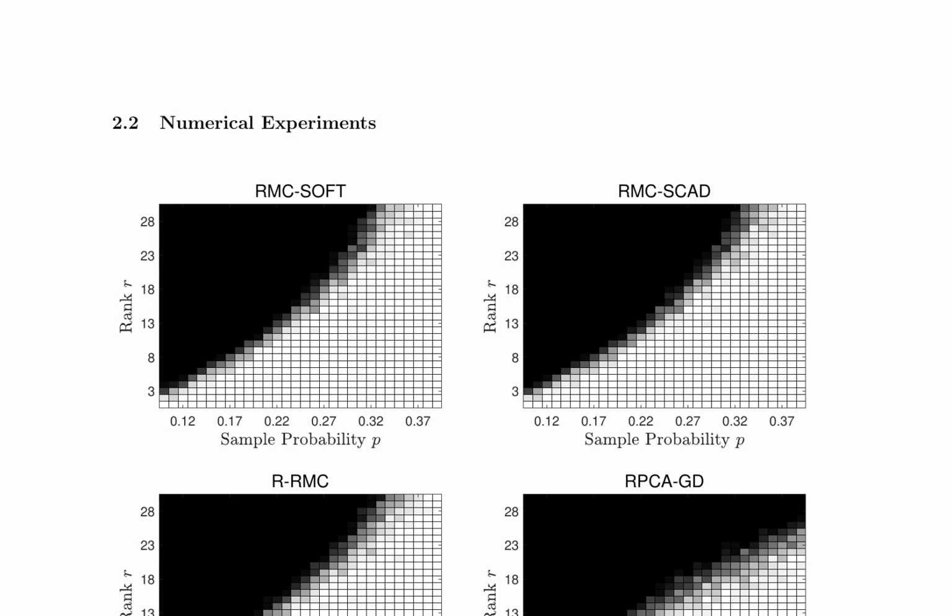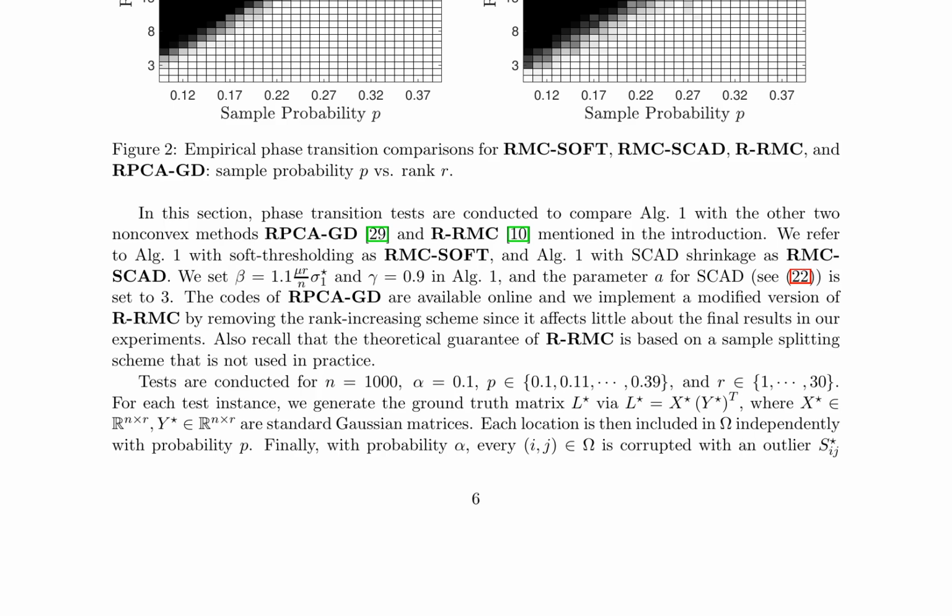Specifically, the authors establish that if certain assumptions are met, including a sufficient number of samples and a suitable choice of parameters, the algorithm will converge to the correct solution with high probability. Numerical experiments are conducted to compare the performance of RMCSOFT, RMCSCAD, RPCAGD, and RRMC across different problem settings. These tests demonstrate that the proposed algorithms outperform existing methods in terms of both accuracy and computational efficiency, particularly when dealing with high-dimensional data and large outlier probabilities.